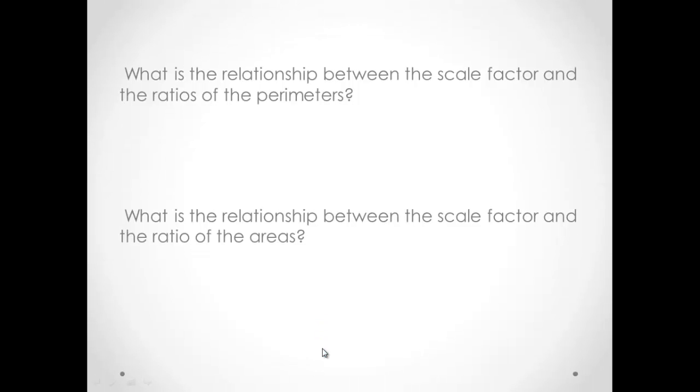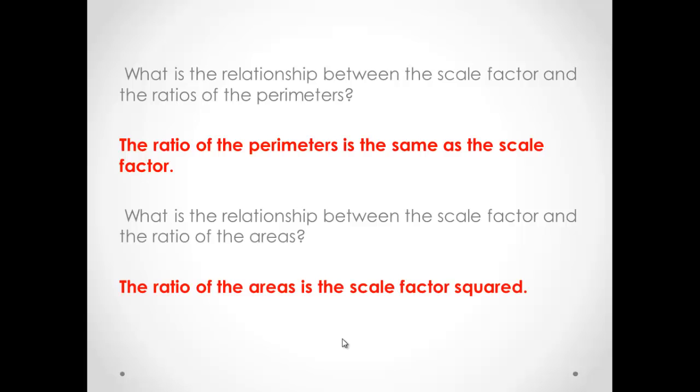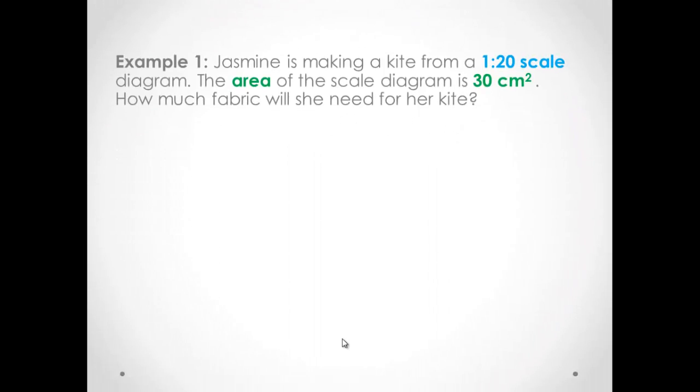It says, what is the relationship between the scale factor and the ratio of the perimeters? Well, we saw no change, right? The ratio of the perimeters is the same as the scale factor. Or then ask the question, what is the relationship between the scale factor and the ratio of the areas? And we said the ratio of the areas is the scale factor squared. That's what we saw in the very last column. Okay? So let's take that information and see if we can solve this first problem.